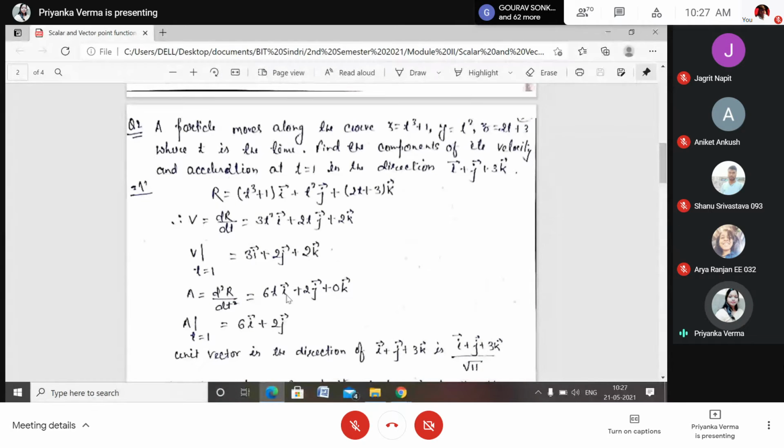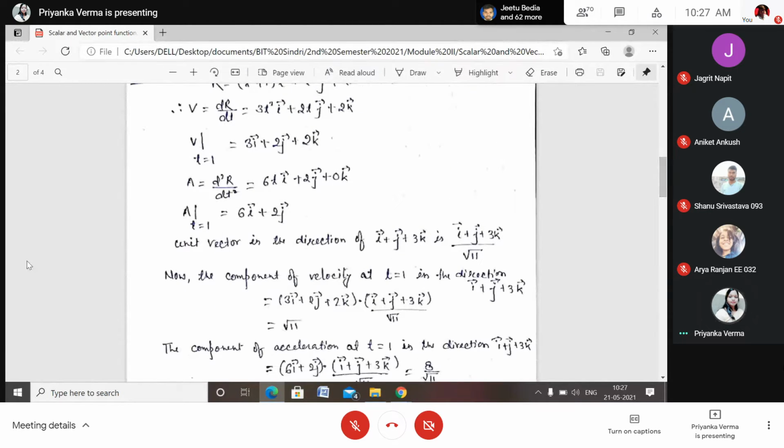Now, what do we have to do? We have to find the components of velocity and acceleration at t equal to 1 in this direction. If the direction is given and you have to find the component, then what do you do? We take, see, first of all, the unit vector. So the unit vector in this direction will be i plus j plus 3k divided by the magnitude of this vector. So this is root 11.